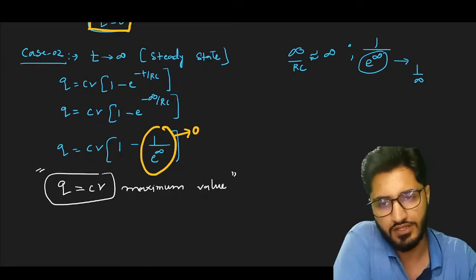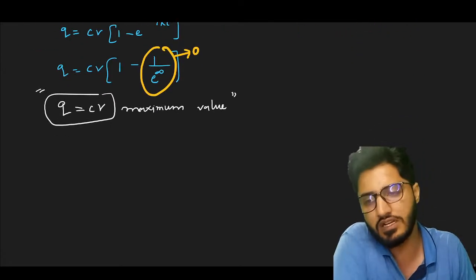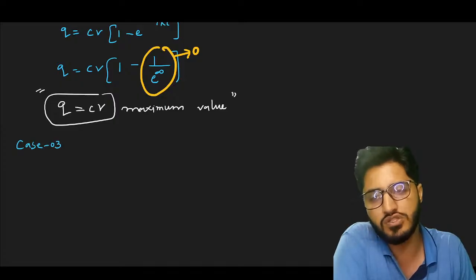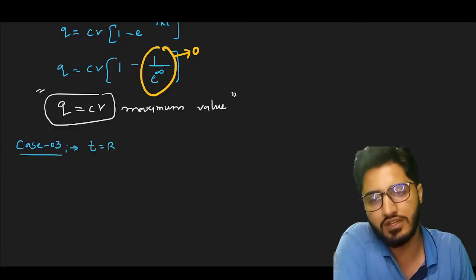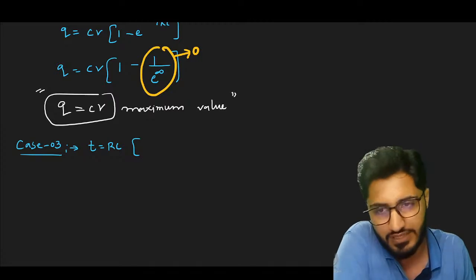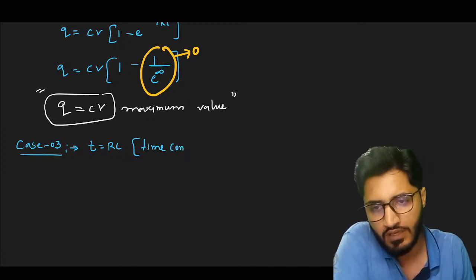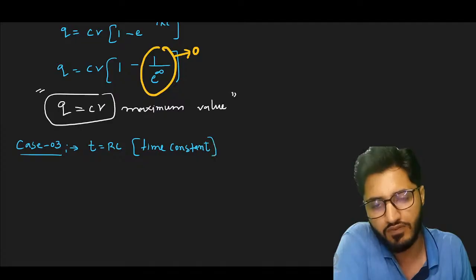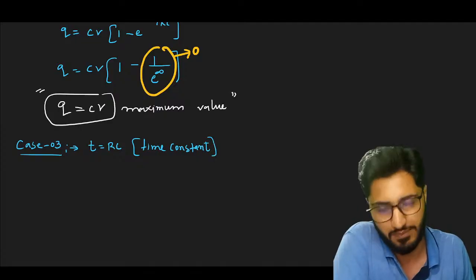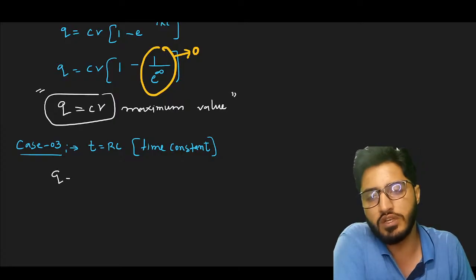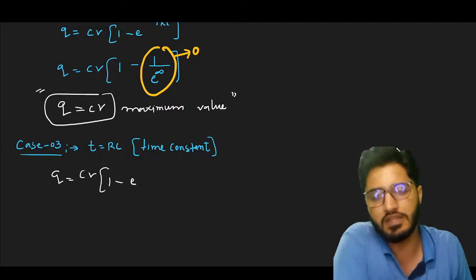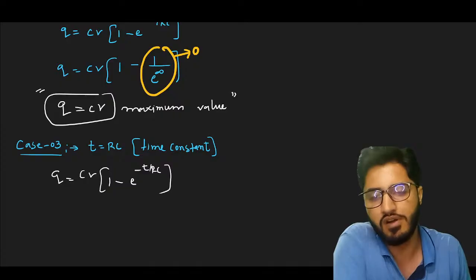Now, third case. These cases are predefined. Predefined means you will get either a case of T equals 0, T infinite, or T equals RC. This particular RC means time constant. You will get this term very commonly used in my EMI chapter. So look now, my equation will be here. Sir, Q equals CV (1 minus e^(-t/RC)). So I can write Q equals CV (1 minus e^(-RC/RC)).